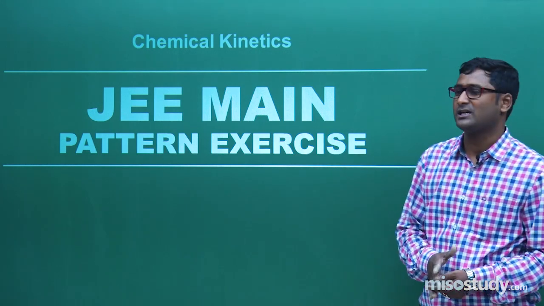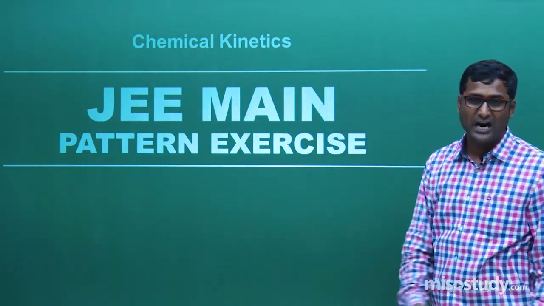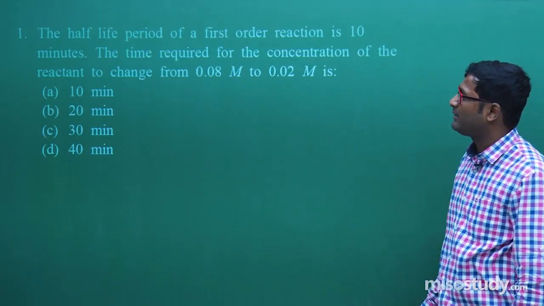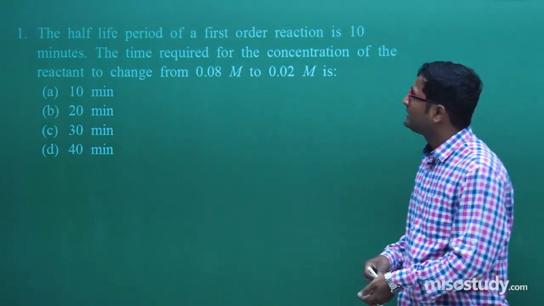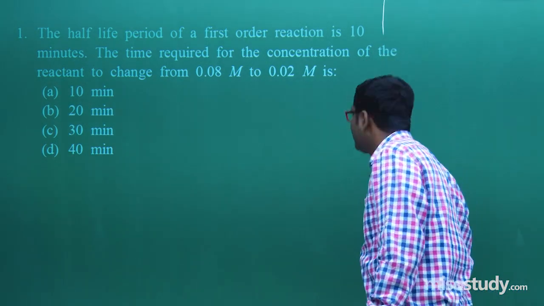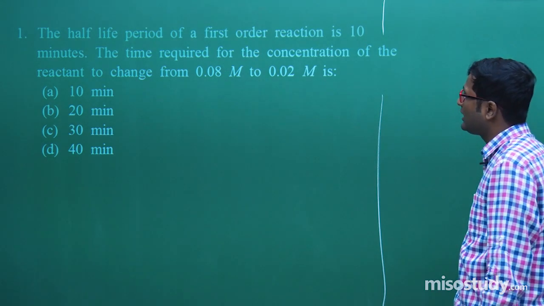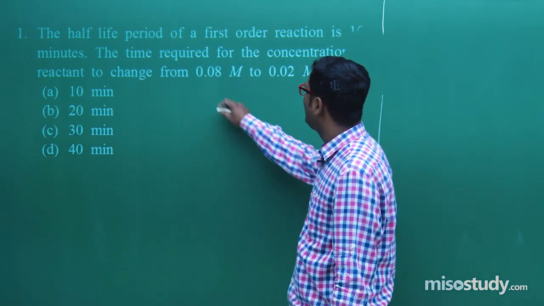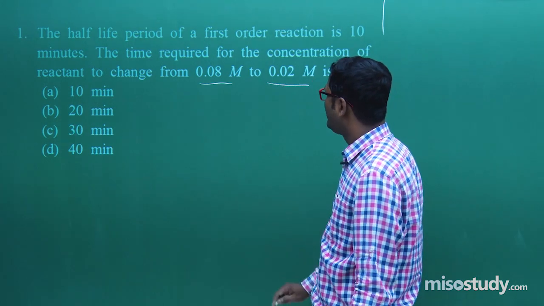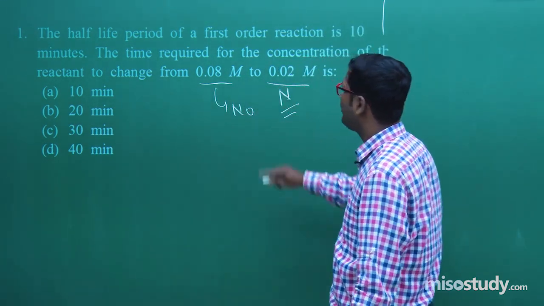Today we are going to discuss a few questions related to the JEE Main examination. So friends, let's start the question answer round. Question number 1: The half-life period of a first order reaction is 10 minutes. The time required for the concentration of the reactant to change from 0.08 to 0.02. That is the value of N0 and this one is the value of N.